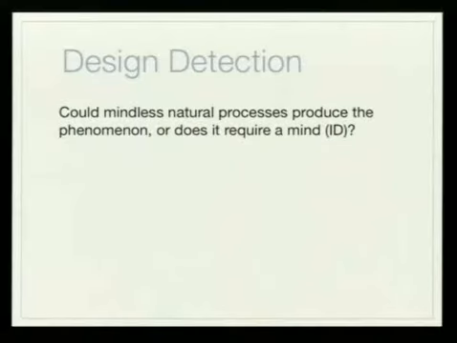Design detection centers around the question, remember what intelligent design is defined as being, that is an effect. An example of intelligent design is an effect that requires a mind to produce. So design detection centers around the question, could mindless natural processes produce this phenomenon, or does it require a mind? And the underlying assumption there is, we already know, and it's an empirical fact, that intelligence can produce a virtually or apparently unlimited amount of functional information. We do it all the time.